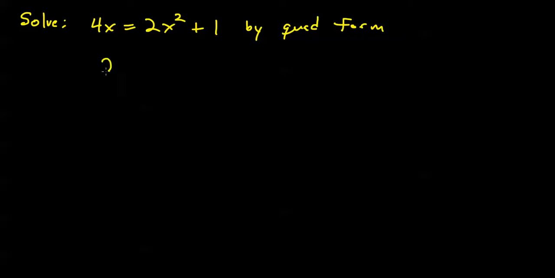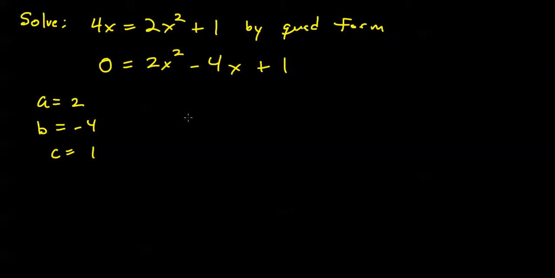Get it in standard form first. And what I always like to do is get a positive lead coefficient. I think that will always make your life easier here. So let me subtract 4x from both sides, and I'll get the resulting degree 2 equation, 2x squared minus 4x plus 1. All right, so A is 2, B is negative 4, C is positive 1.